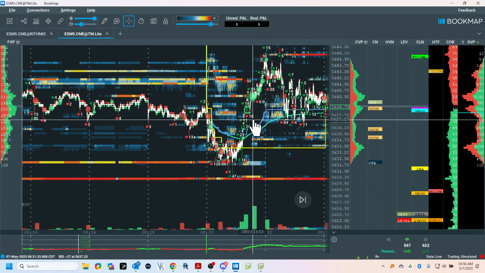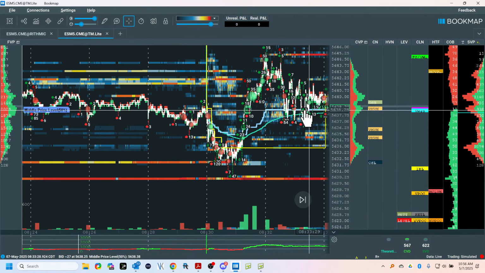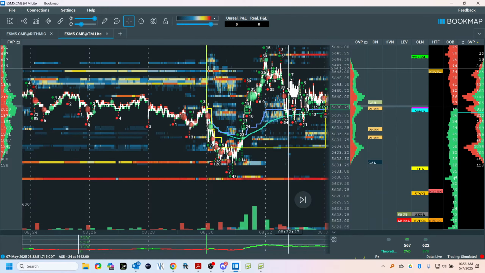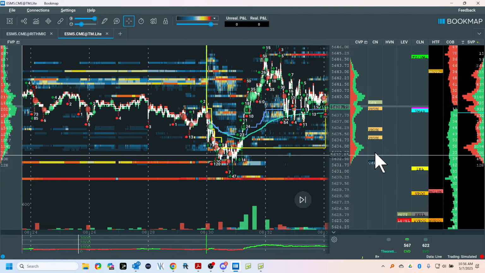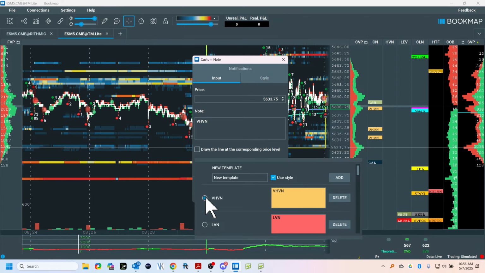VPOC migration. Support. VWAP mid. Notice that the VWAP and mid are moving up with price, which is what you'd anticipate, and this is now too low. Now, this is dynamic. What that means is it's developing, it's always changing.